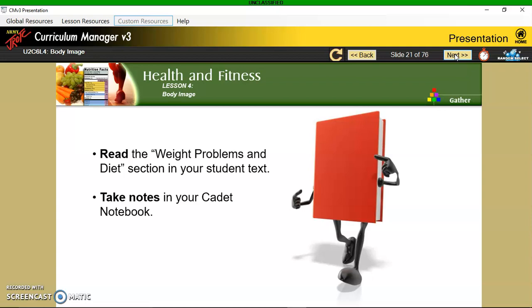Okay, this is going to be in It's Learning, but I do want you to read the weight problems and diet section in your student text. It's really only about a page and a half. It starts on page 239 and goes to page 241. Stop at the role of calories. So that'll be your assignment for today, go ahead and read that.